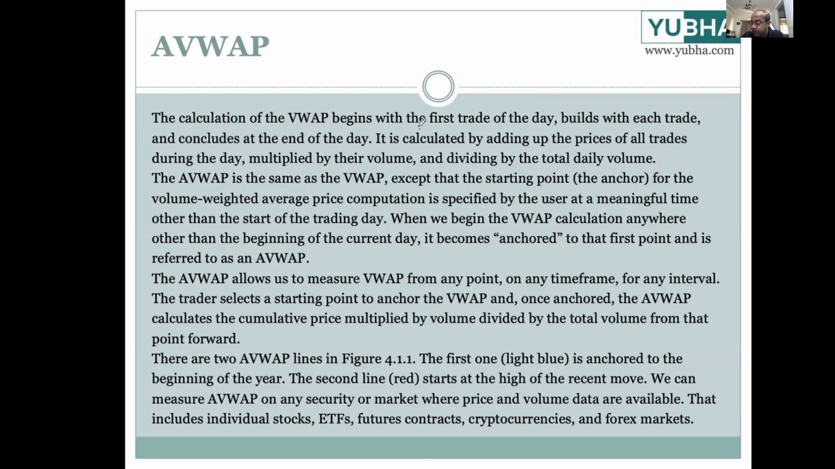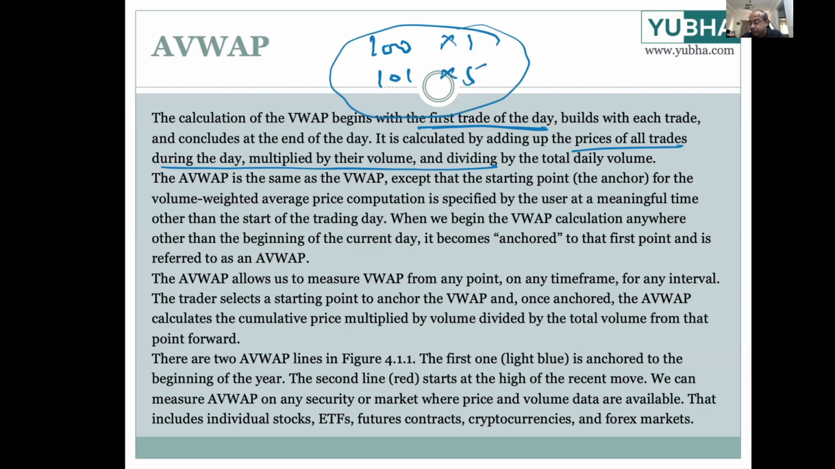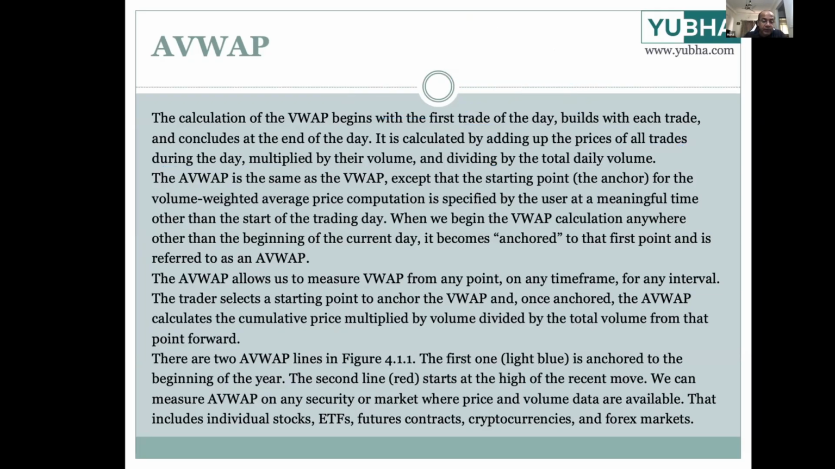It's mostly an intraday indicator. It starts at the beginning of the day, and it adds all the volume and prices during the day, multiplying the volume by the price. So if there's one unit traded at 100, and there are 5 units traded at 101, then it would multiply the price into the volume and then divide it by the volume. The volume over here is 6. Okay, so whatever that comes to. So that's how VWAP works.